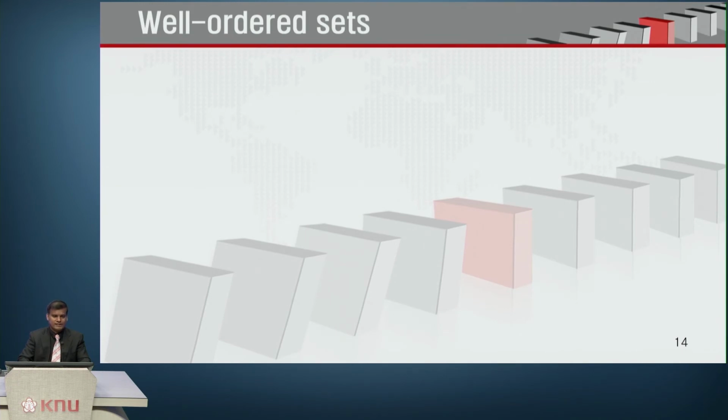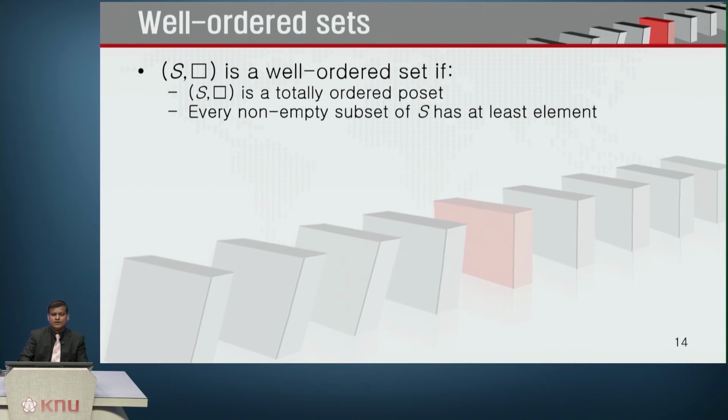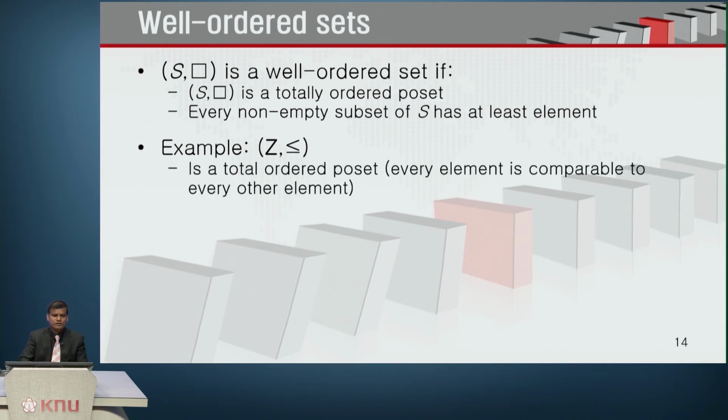A well ordered set is another terminology that I would like to share with you. A well ordered set (S, ⊑) is a total ordered poset where every non-empty subset of S has a least element. For example, (Z, ≤) is a total ordered poset. Every element is comparable to every other element.